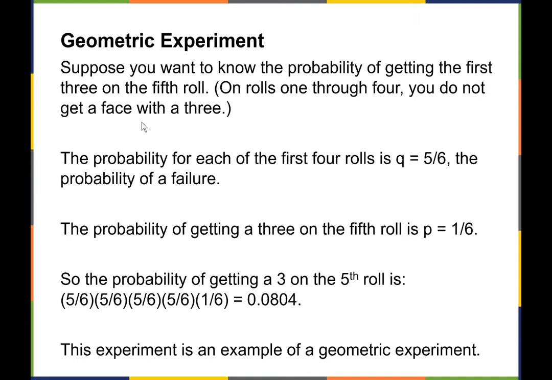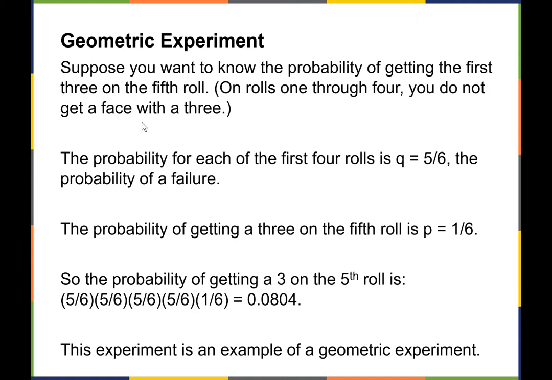So let's suppose you want to know the probability of getting your first 3 on your 5th roll. So you're rolling a dice, you roll, and you don't get a 3 until the 5th roll. So you get not a 3, not a 3, not a 3, not a 3, and then you finally get a 3. The probability for each of the first 4 rolls to not be a 3 is 5 out of 6. So that's a probability of failure. You failed 5 out of 6 times. You didn't get that 3. The probability of getting a 3 on the 5th roll is 1 out of 6.